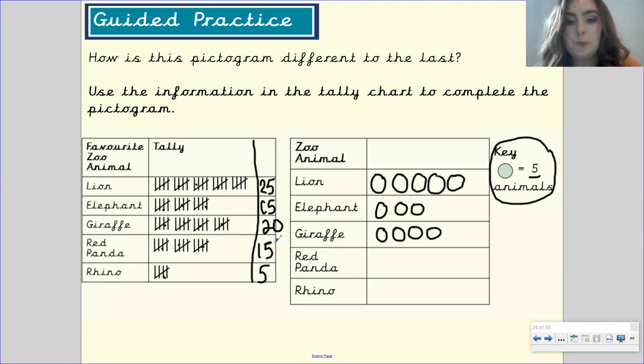Okay, red panda. We've got 15 here. What are we going to do? Well done, divide by 5. So how many circles are we going to draw for the red panda? 3. Well done. 1, 2, 3. And the rhino, 5 divided by 5 is what? 1. Well done. So we're going to draw 1 there. So that is our tally chart when we have a key where it equals 5.